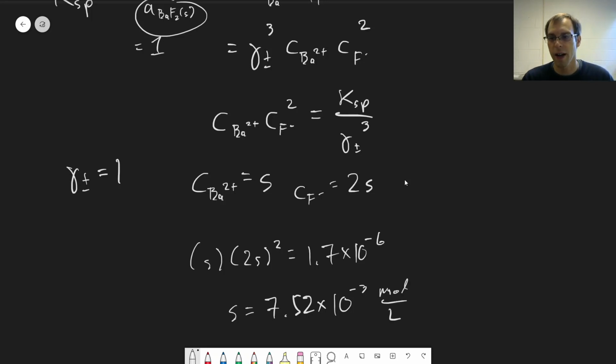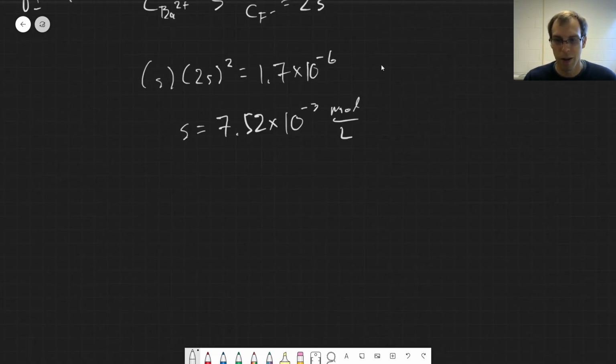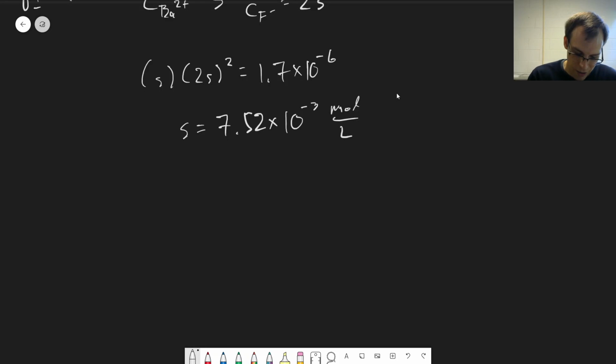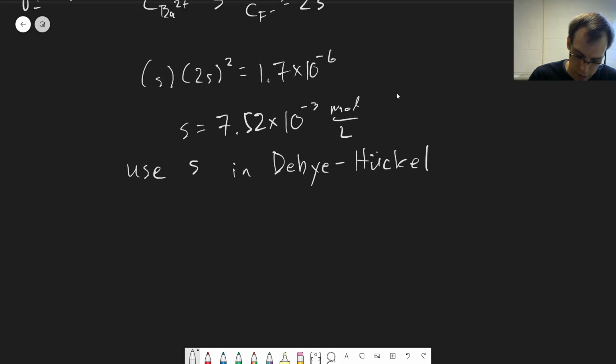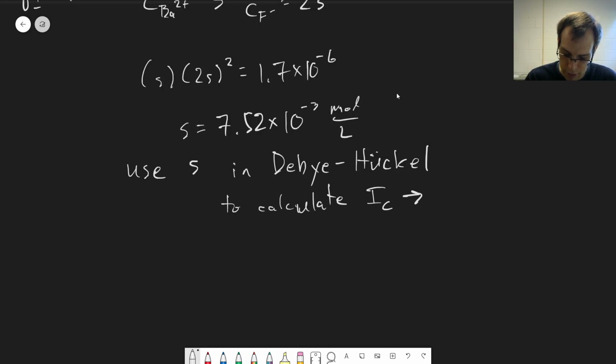All right, so that tells us that our concentration of barium in the solution would be 7.5 times 10 to the minus 3, and our concentration of fluoride would be twice that. It would be 1.5 times 10 to the minus 2. Now we know our concentrations, we can use S in the Debye-Huckel formula to calculate the ionic strength and calculate what log of gamma plus minus is. And then we can plug that back into our equilibrium.